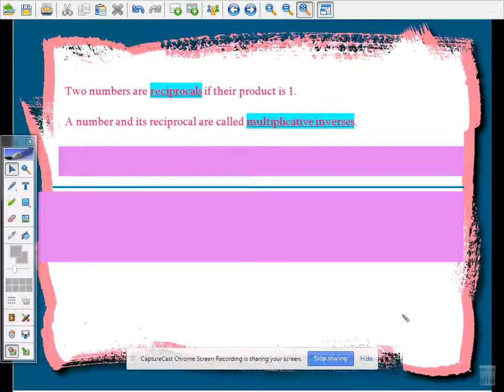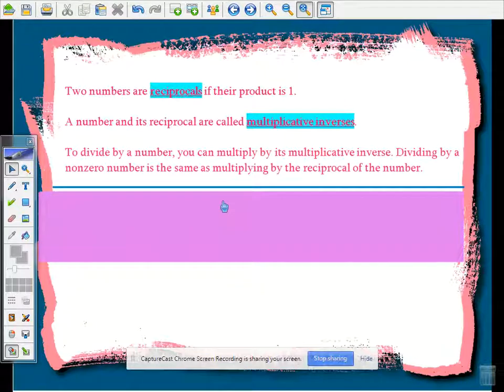So let's go through a few concepts here. Two numbers are reciprocals if their product is 1. A number and its reciprocal are called multiplicative inverses. It means the same thing. To divide a number, you can multiply by its multiplicative inverse. Dividing by a non-zero number is the same as multiplying by the reciprocal of the number.